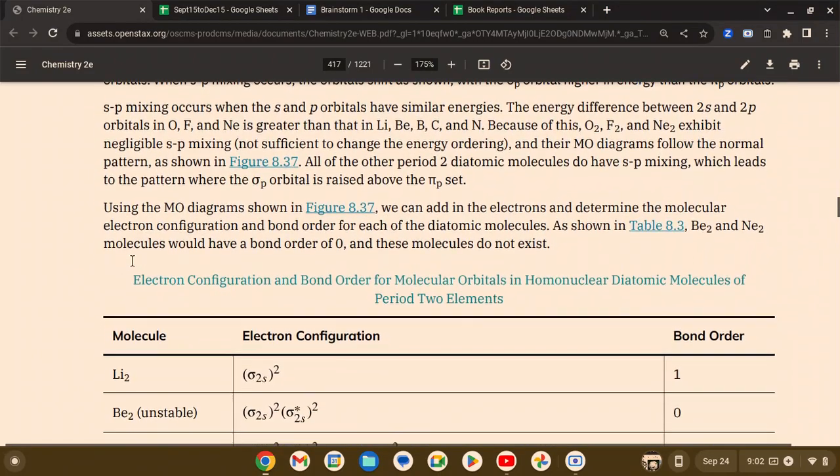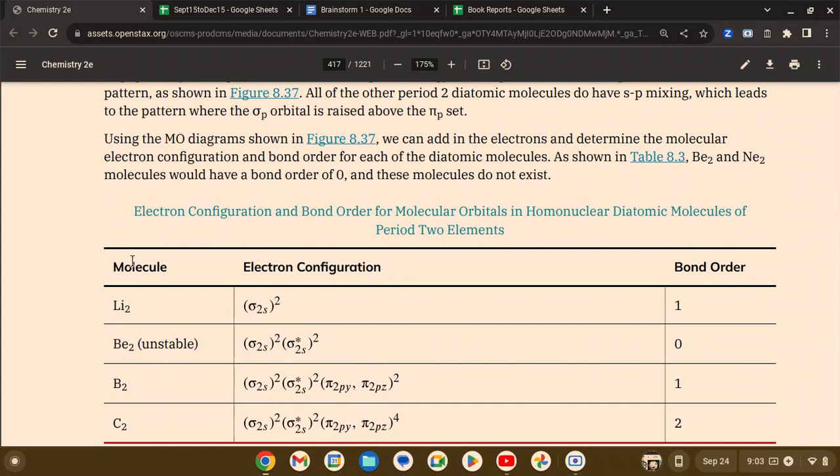Sp mixing occurs when the s and p orbitals have similar energies. The energy difference between 2s and 2p orbitals in oxygen, fluorine, and neon is greater than that in lithium, beryllium, boron, carbon, and nitrogen. Because of this, O2, F2, and Ne2 exhibit negligible sp mixing, and their MO diagrams follow the normal pattern, as shown in figure 8.37. All of the other period 2 diatomic molecules do have sp mixing, which leads to the pattern where the sigma p orbital is raised above the pi p set.